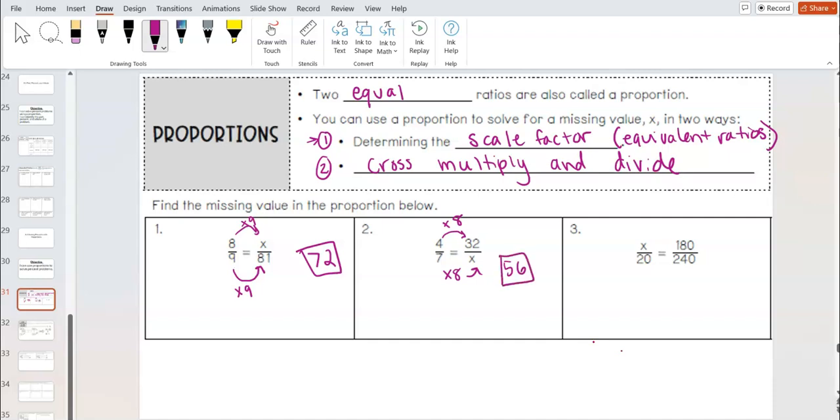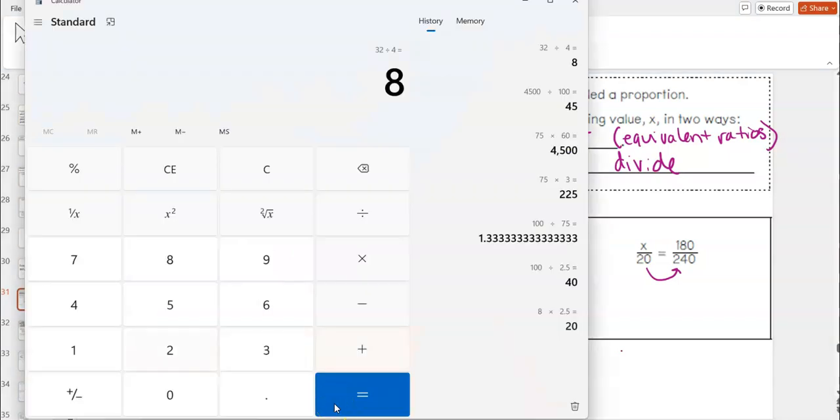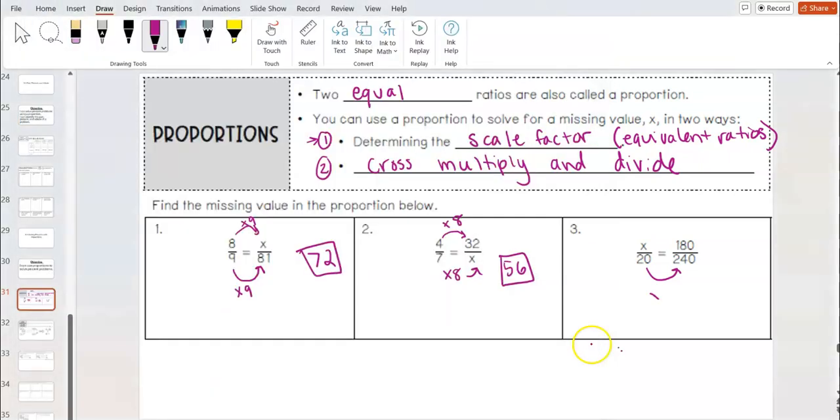Okay. Then in the next problem, I am doing the same thing. Can I turn 20 into 240? We're going to double check just with division on our calculator to make it faster. And yes, it goes in 12 times. So I'm going to times this by 12. And that means I need to figure out what times 12 makes 180. So I'll probably do a little long division here.